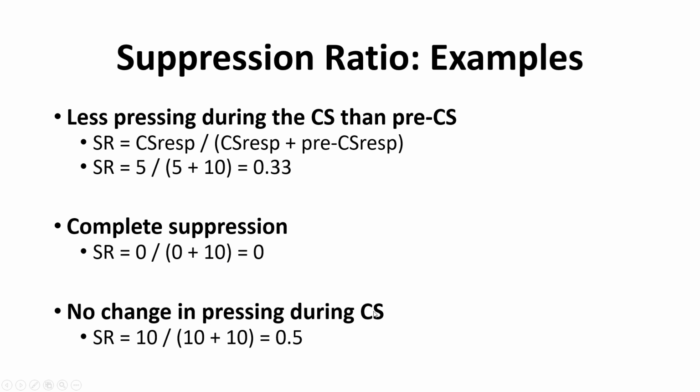And if we see no change in pressing, we would see that before we still have 10 lever presses per time, but after that conditioned stimulus was delivered, we would see 10 lever presses, which is the same. So 10 divided by our 10 plus 10 is 0.5. So that is the largest of our suppression ratios that we can get, and that tells us that there was no change in lever pressing during the delivery of that conditioned stimulus, so there was no suppression of behavior in that example. So hopefully that helps you visualize what's happening and how the behaviors are changing.